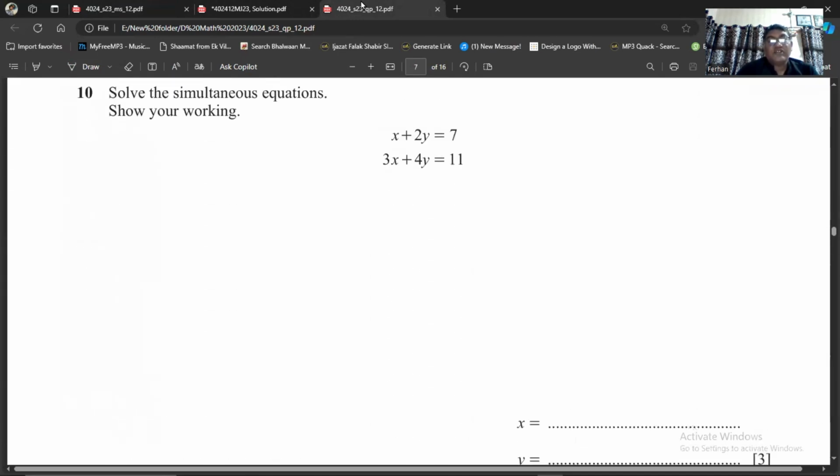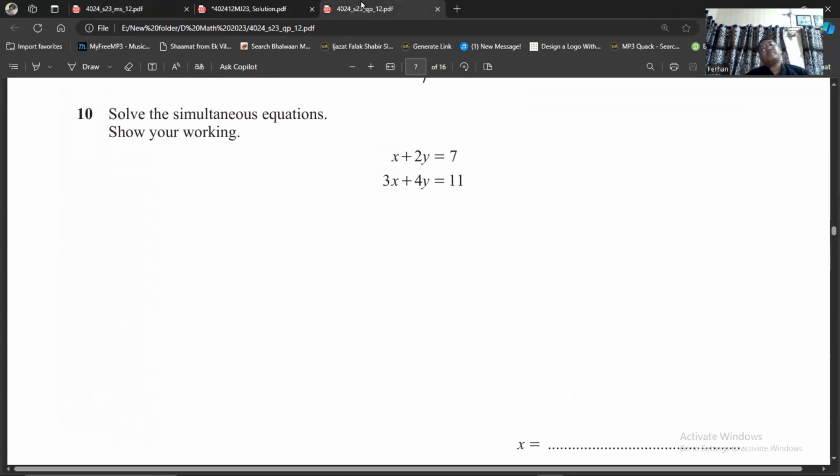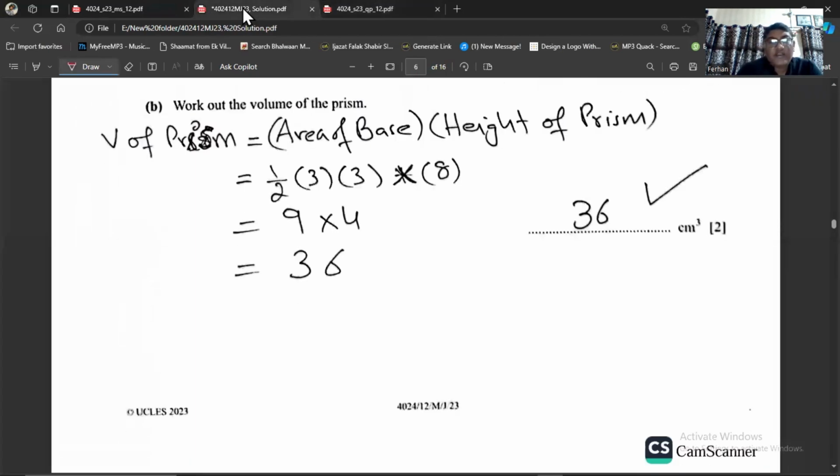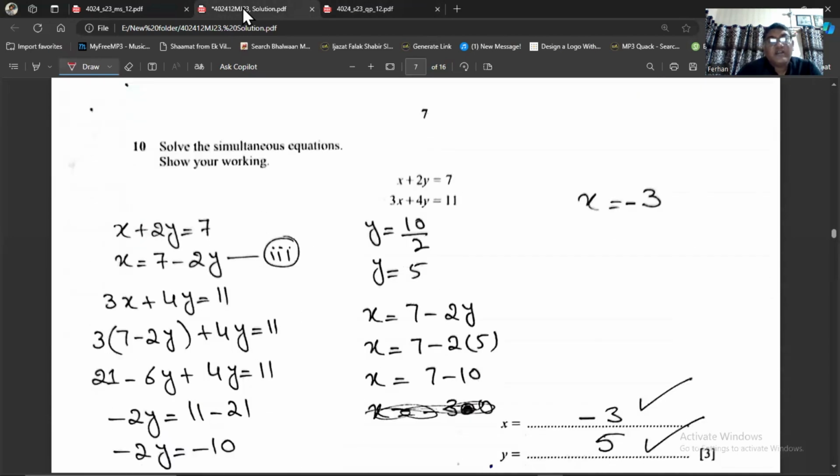It's a 3 marks question. The question number 10. Solve the simultaneous equations. Show your working. We have x plus 2y is equal to 7. 3x plus 4y is equal to 11. So there can be many methods. One method is multiply the first equation with 3, and then from the first equation, subtract the second equation, and the x will be eliminated.